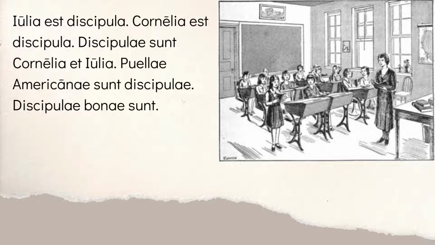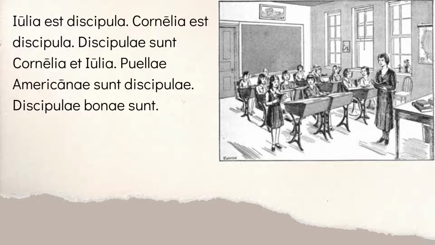You have Julia est discipula. There's your first line. Julia is a student. We've seen this phrase before in Schola Americana 1. We were introduced to these two characters, Julia and Cornelia. So you have Julia est discipula, Cornelia est discipula. Cornelia is a student. If you're looking at the picture to the right, you can imagine these two girls. I believe the one standing up is Julia, if I remember correctly. I would imagine the one sitting at the desk, on our right, her left, is probably Cornelia, but they're just two students is the idea.